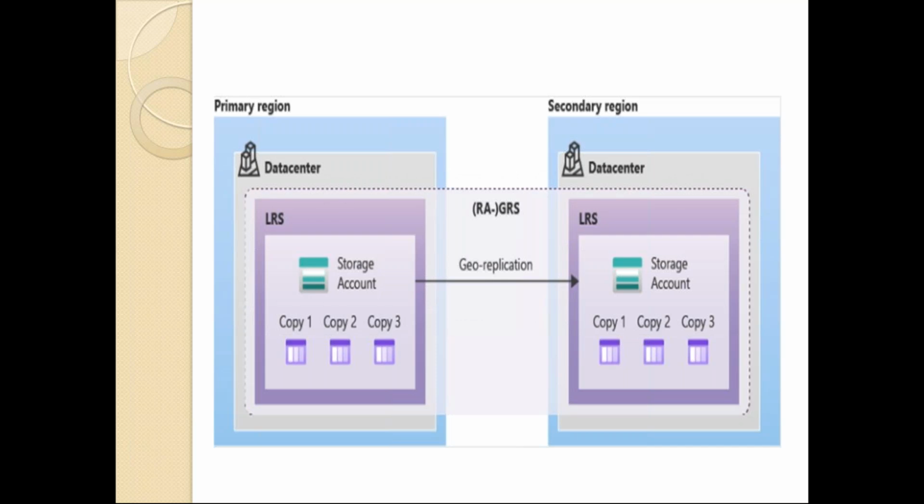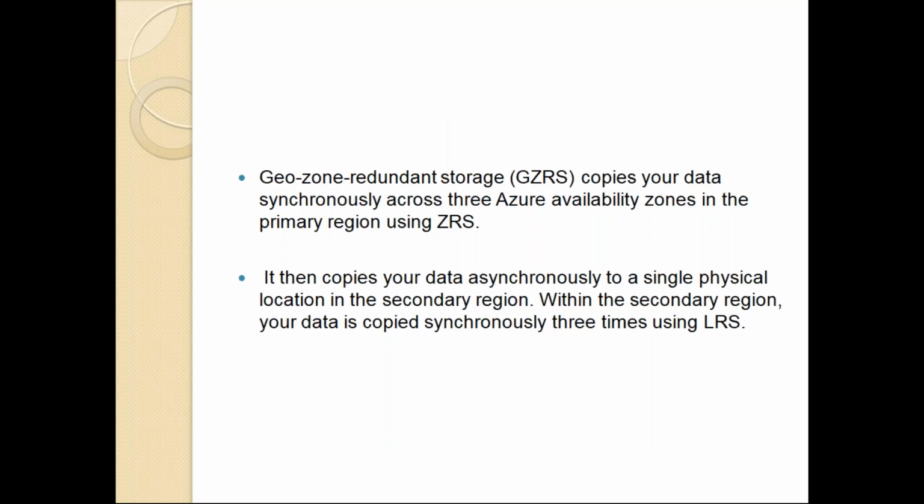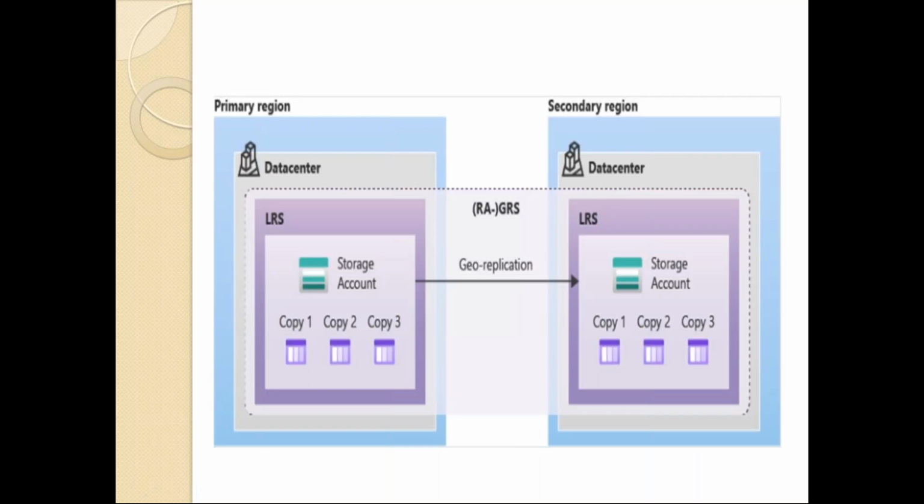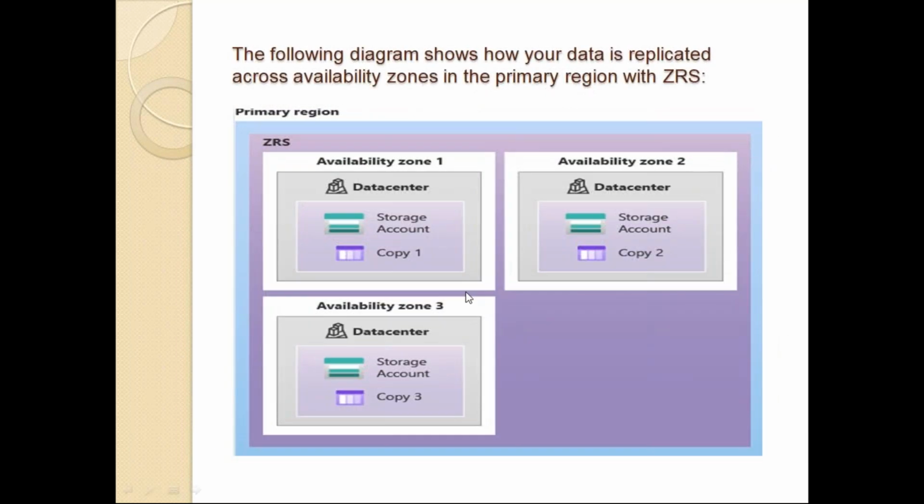And the final one is geo zone redundant storage. That means it's a combination of geo redundant storage as well as zone redundant storage. That means keeping all the copies in one data center, at the same time having each copy in multiple data centers.